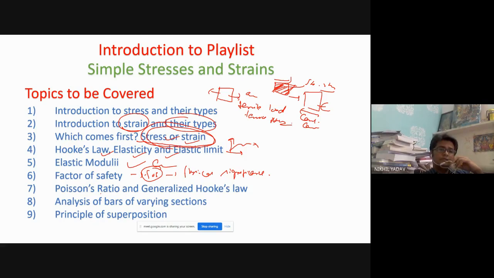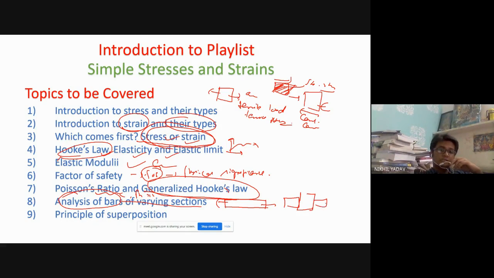Then we will see what this ratio is, what is its physical significance, and what the generalized Hooke's law is. When we already have one Hooke's law in our hand, then what is the use of the generalized Hooke's law, right? Then we will also do the analysis of bars of varying sections, because we can see a bar of uniform section like this one, or we can have a bar of varying sections, right?